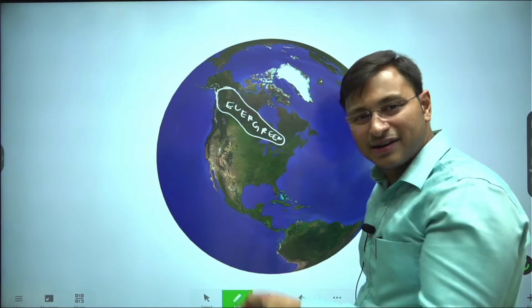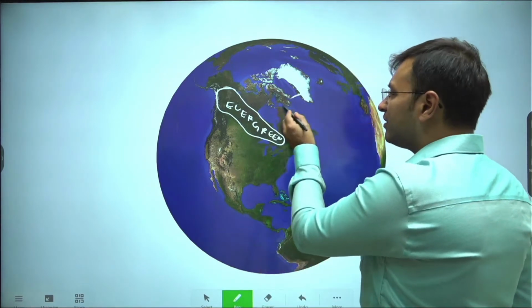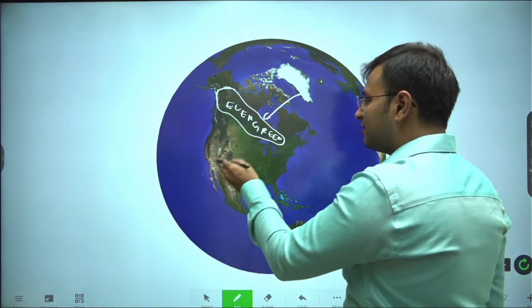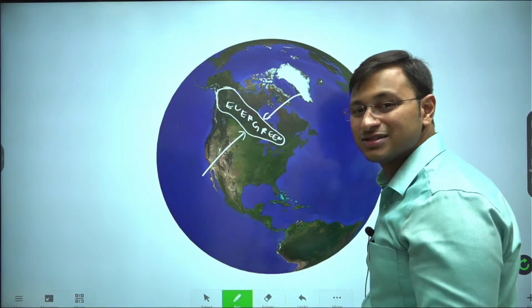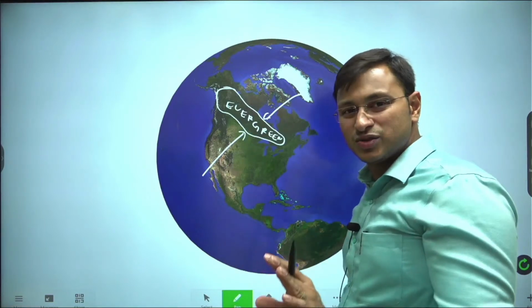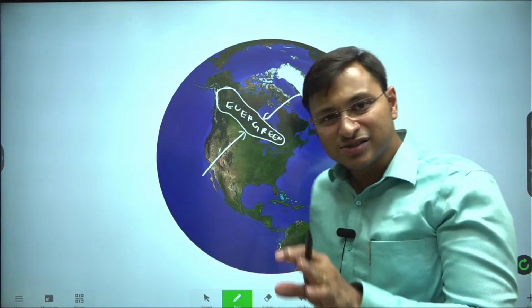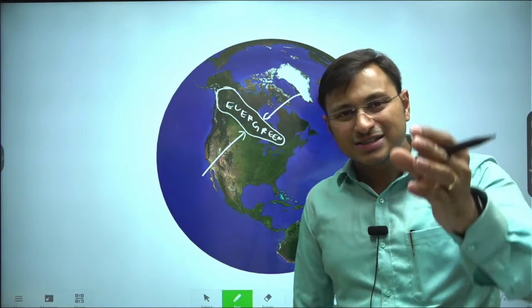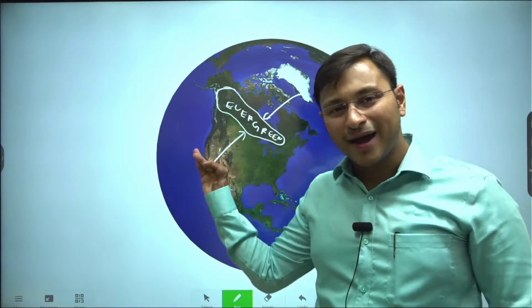Here you will have frontal interaction. The cold air coming from the poles will interact with the warm air coming from the tropical areas. Very simple explanation, guys. You don't need to get into details of it. You will be taught everything in your mains course. Right now, just understand this: why do you have the evergreen belt? Because of frontal action.